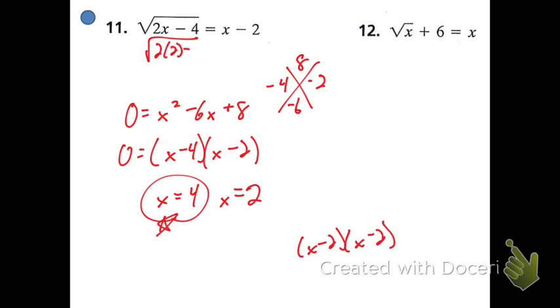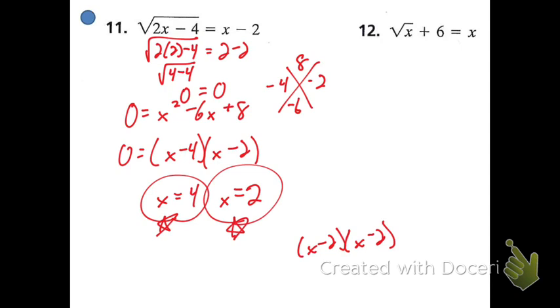2 times 2 minus 4, that's equal to 2 minus 2. So the square root of 4 minus 4 is 0, equal to 0. Yes! So I get two solutions on that one. Big time. All right, now changing my color.